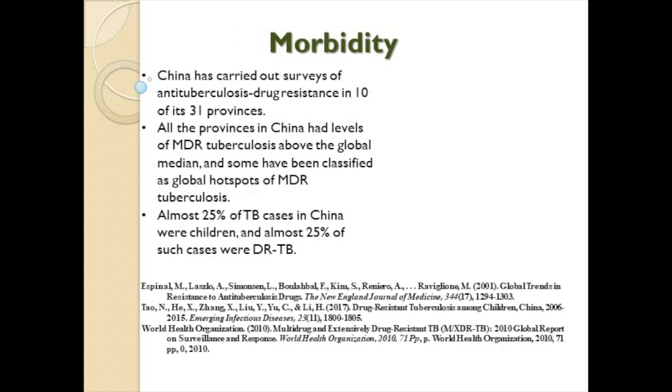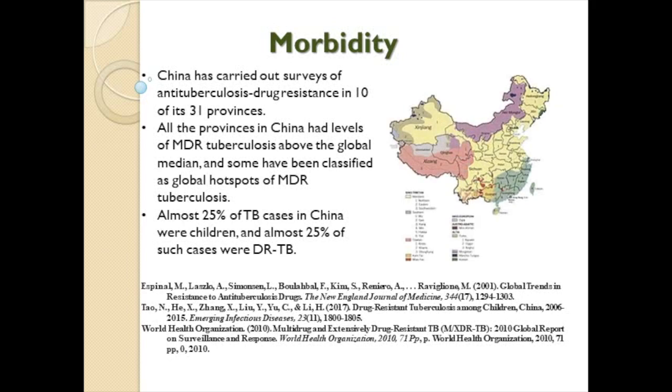Morbidity. A study in 2001 showed that China has carried out surveys of anti-tuberculosis drug resistance in 10 of its 31 provinces. However, the World Health Organization reported that all provinces in China had levels of multi-drug resistant tuberculosis above the global median, and some had been classified as global hotspots of multi-drug resistant tuberculosis. Furthermore, another study showed that almost 25% of the tuberculosis cases in China were children, and almost 25% of such cases were drug-resistant tuberculosis.